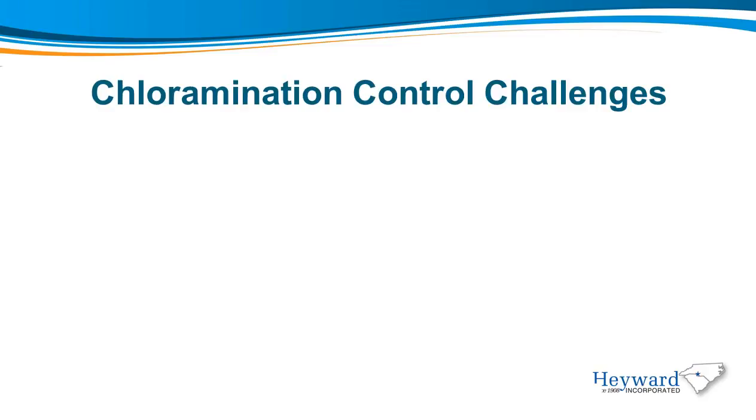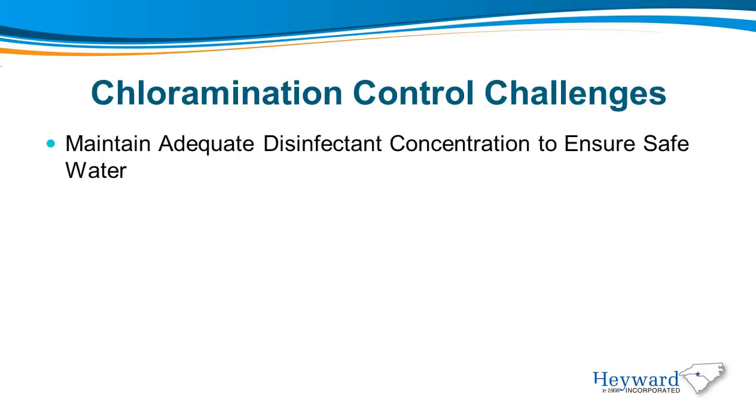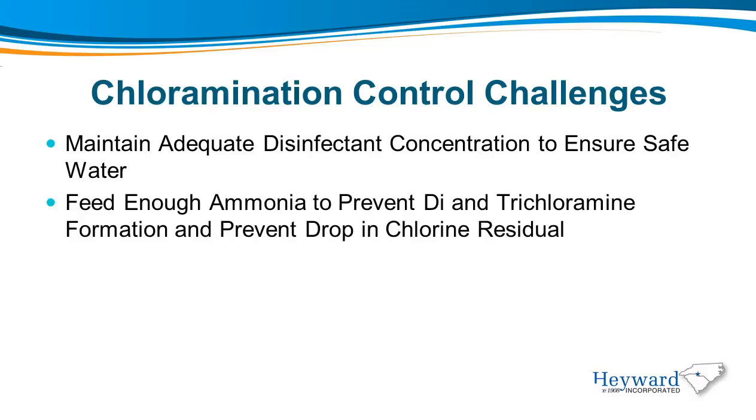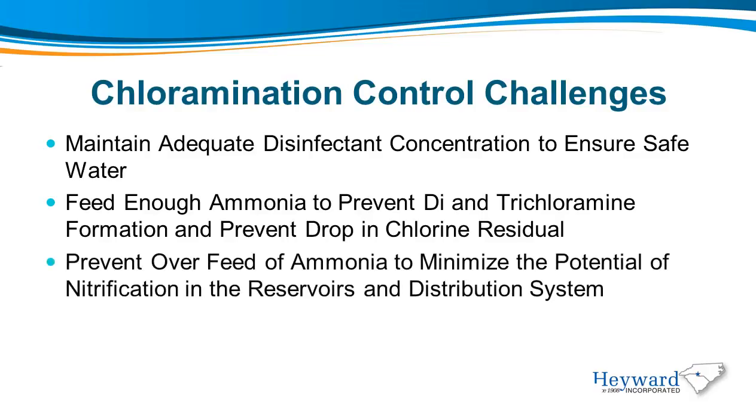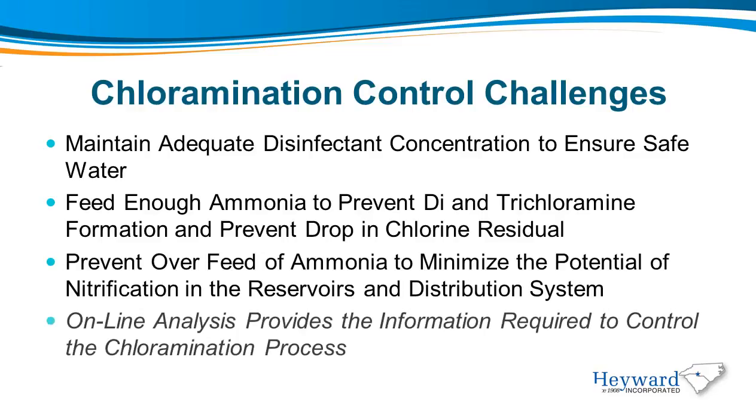Chloramination control challenges. To maintain adequate disinfection concentration to ensure safe water. Feed enough ammonia to prevent di- and trichloramine formation and prevent drop-in chlorine residual. Prevent overfeed of ammonia to minimize the potential of nitrification in the reservoirs and distribution system. Online analysis provides the information required to control the chloramination process.